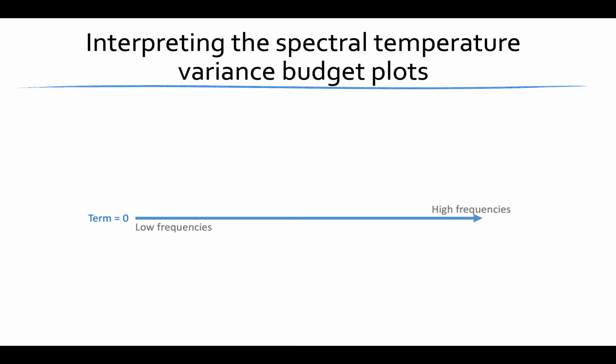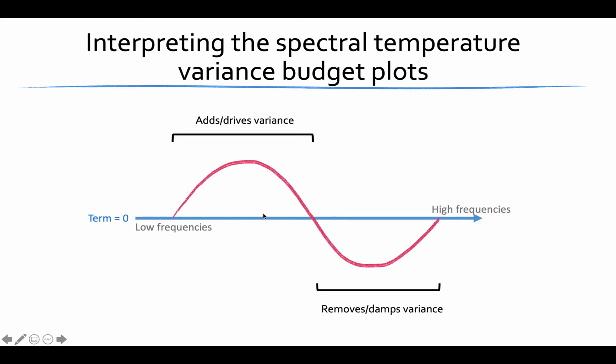So really quickly, I'm going to just show one example of a plot that I've made with some results. But beforehand, I want to make sure we understand what we're seeing. So on the x-axis, we'll see frequency, which is basically 1 over time. So we have low frequencies and long time scales on the left, and high frequencies and short time scales on the right. If we have a curve that looks like this, we interpret this as when it's positive, it's adding or driving variance in the system, whereas if it's negative, it's removing variance or damping the variance in the system.